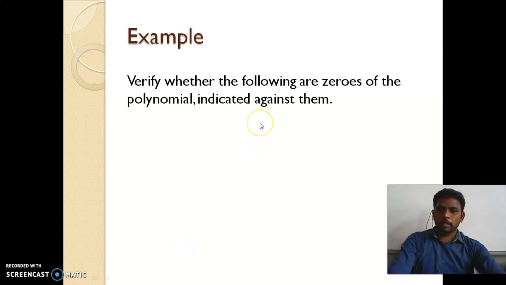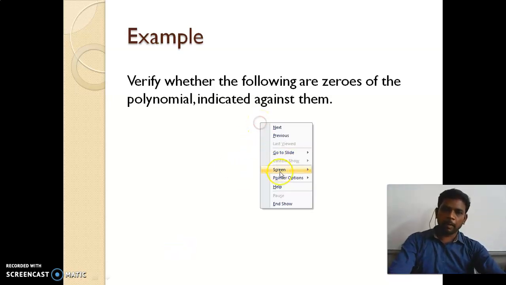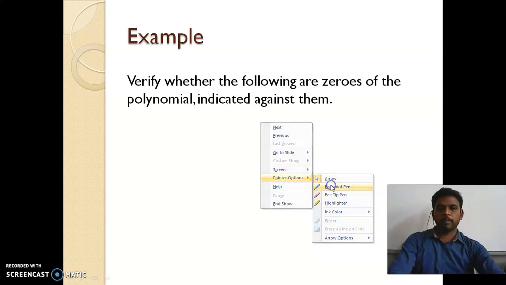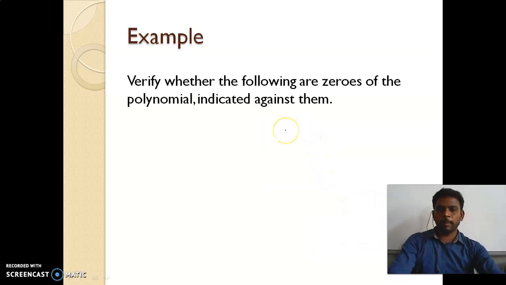Okay. So in the last video we have seen what is the zero of the polynomial. How to find out the zero of the polynomial? When you put the given expression equal to 0 and then solve it, you will get the value of x. That particular value of x is going to be the zero of the polynomial.